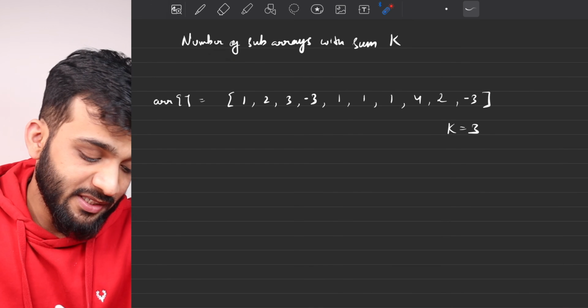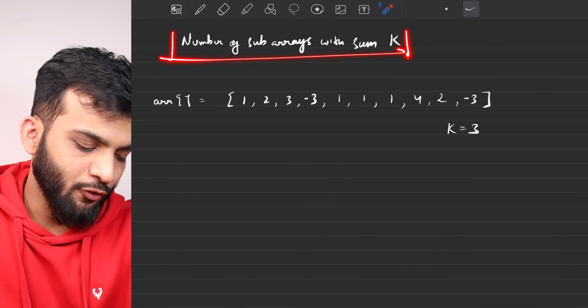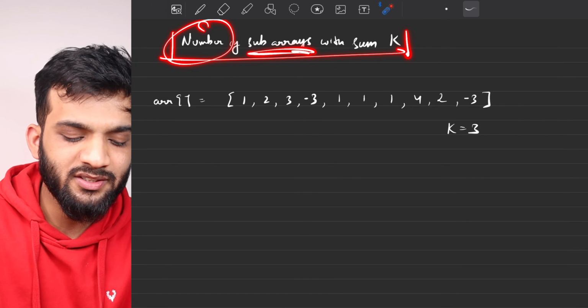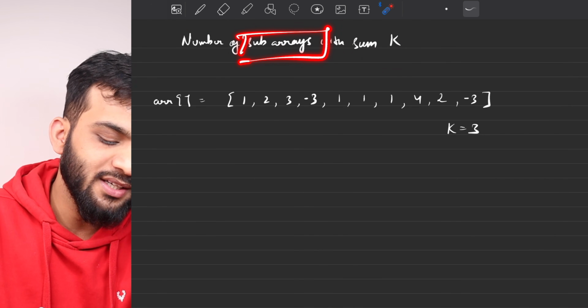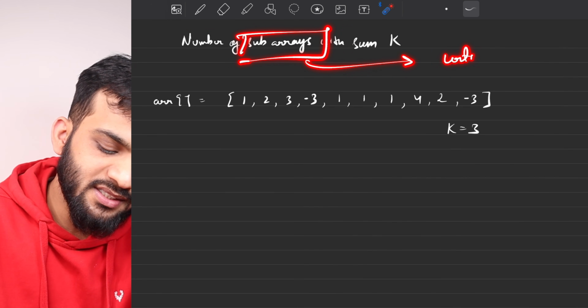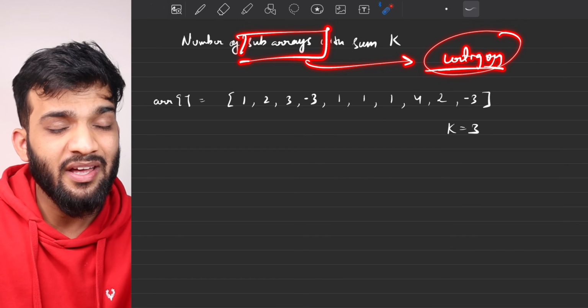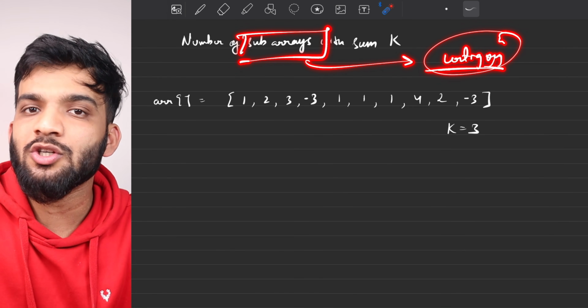So what does the problem state? It's very clear by the name. You have to find me the number of subarrays which give you a sum k. Now what is the definition of a subarray? It means any contiguous part of the array. Very, very important word: any contiguous part of the array.